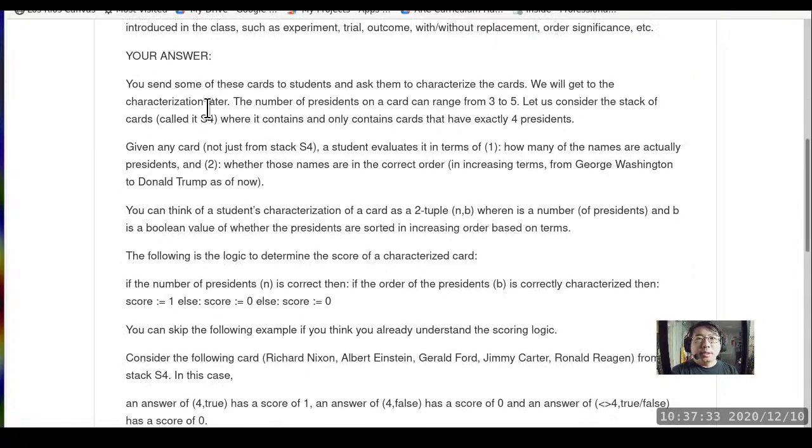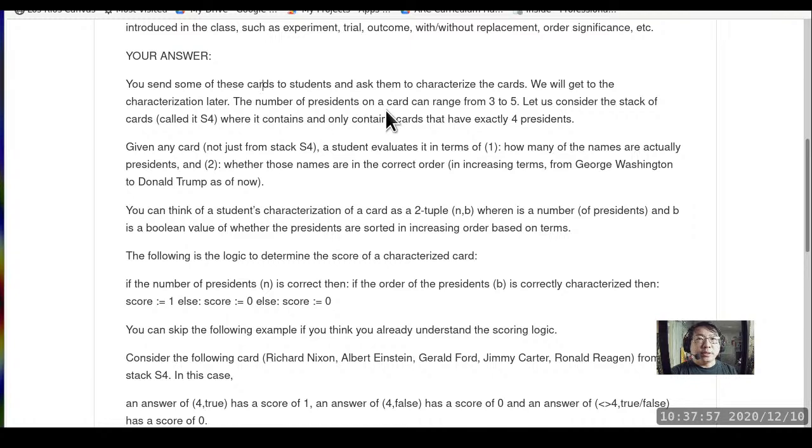So you send some of these cards to students and ask them to characterize the cards. You're not sending every single card to every single student, you're only sending some of these cards. We will get to the characterization later. In other words, you're asking students to characterize each card so that you can score their characterization.